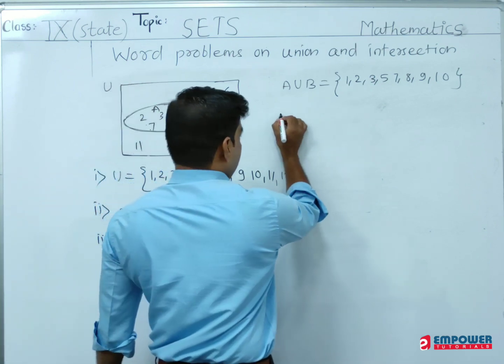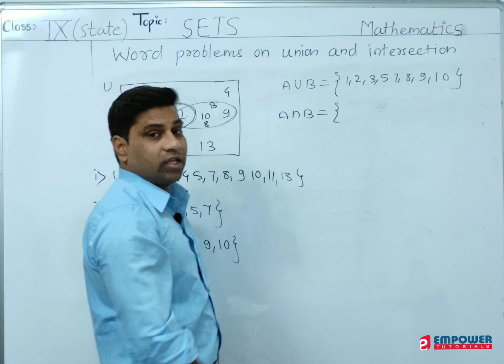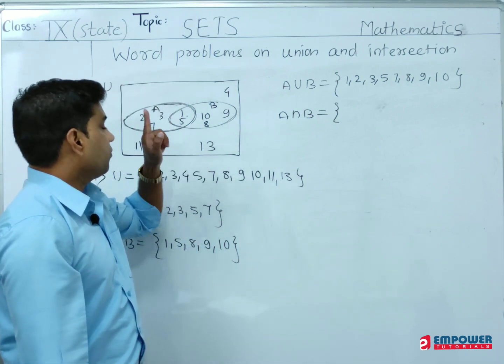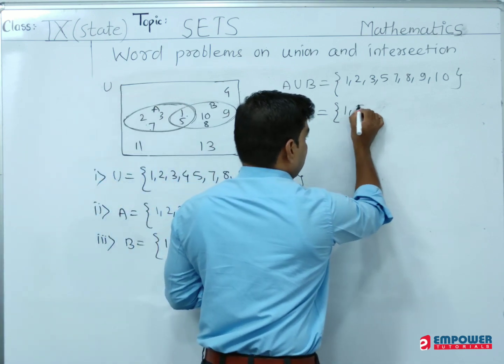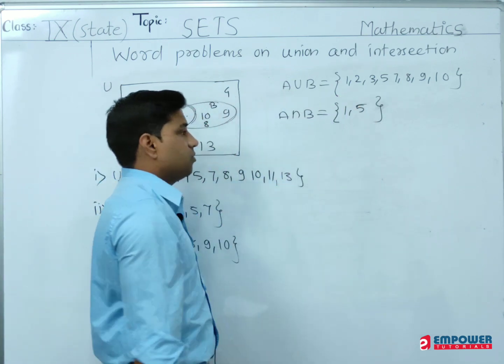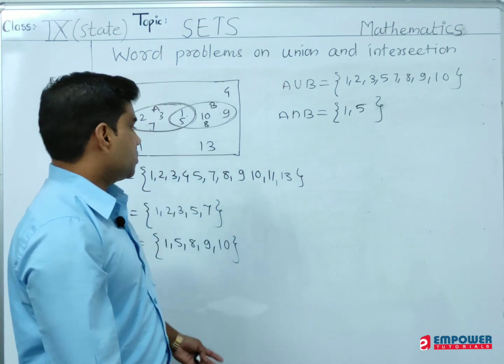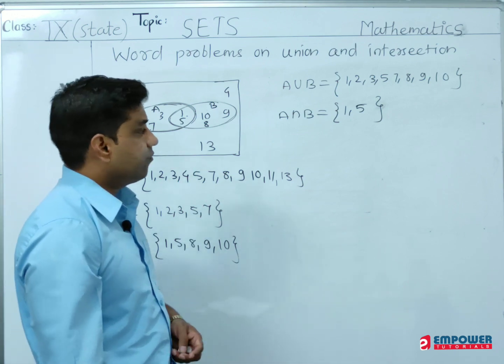And what about A intersection B? You know that very well. In intersection we write only the common elements. So in A and B we can see only 1 and 5 are common. So 1 and 5 are there between A and B. So A intersection B is 1 and 5. Okay, that's all. Understood? It's a very easy question. I hope you understood it very well.